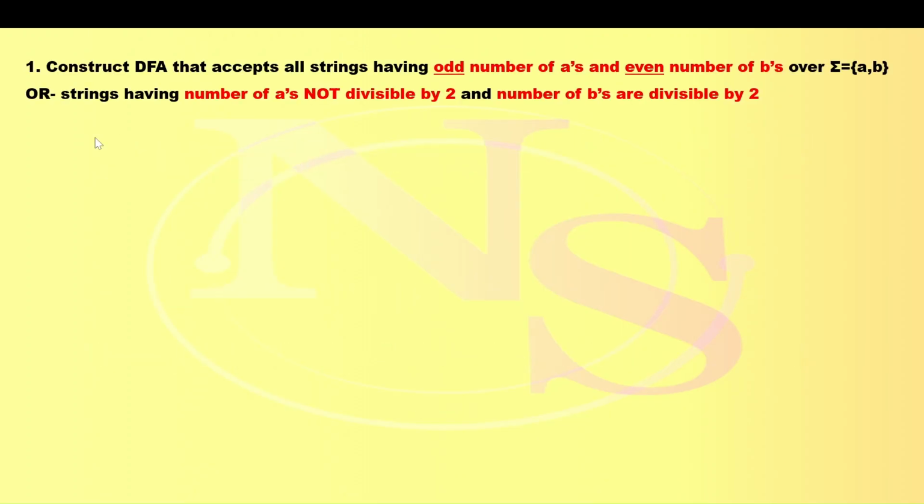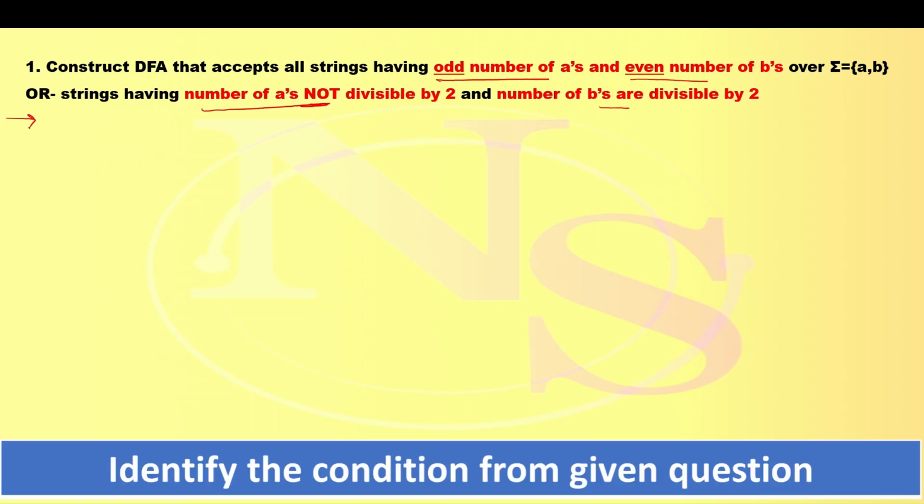In this session we will learn how to design a DFA that accepts all strings having an odd number of A's and an even number of B's, or strings having a number of A's not divisible by 2 and a number of B's divisible by 2. Let's understand the condition from this question.